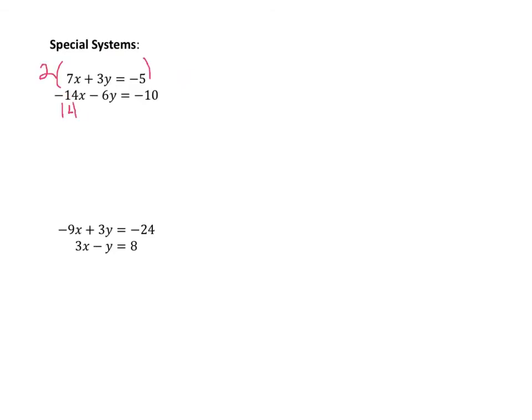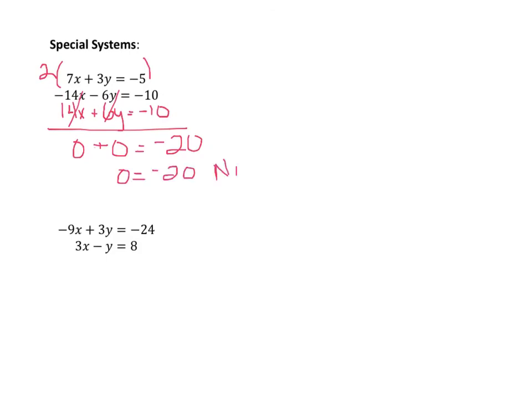That gives me 14x plus 6y is equal to negative 10. So 14x minus 14x, that's 0. Negative 6y plus 6y, that's 0. Negative 10 and negative 10 are negative 20. So this says that 0 is equal to negative 20. This is not true, which means that there are 0 solutions.